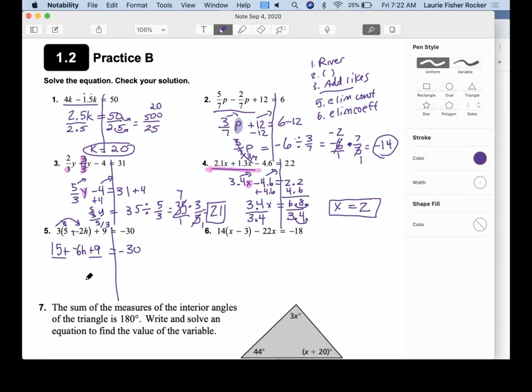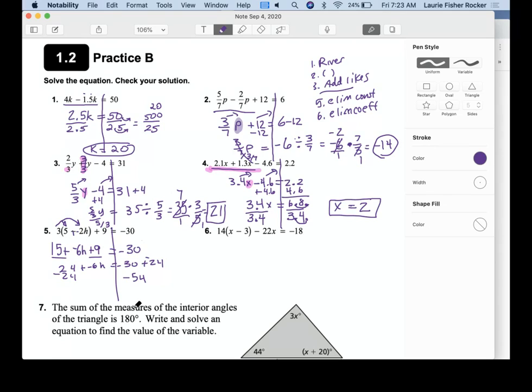Add your like terms: 15 plus 9 is 24, plus a negative 6h equals negative 30 minus 24. Make your two marks. So negative 30 plus a negative 24 is going to be negative 54. And that's one where a lot of people make mistakes right there.